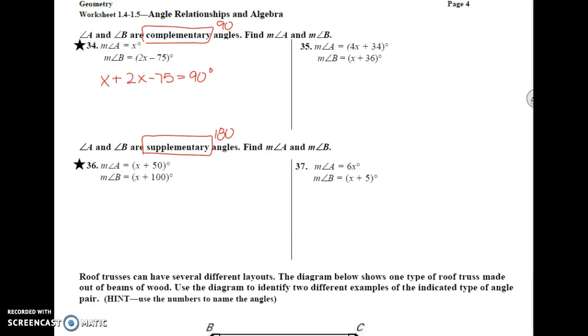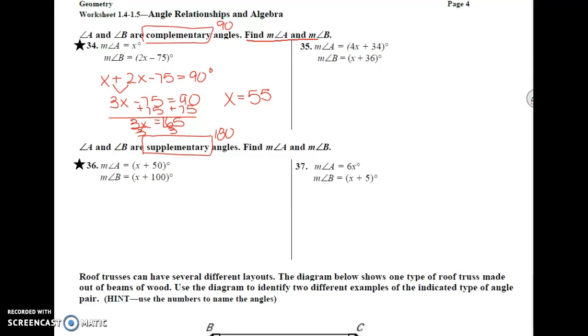You will end up solving that equation. Adding like terms, 2x and 1x equals 3x. Adding 75 to both sides. So we get 3x equals 165. Dividing by 3, and it turns out that x equals 55.